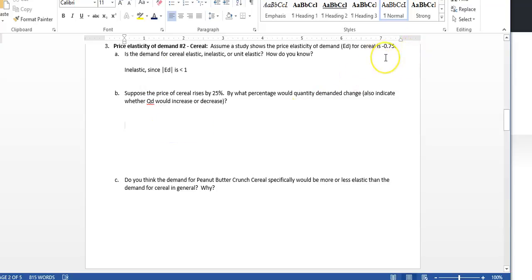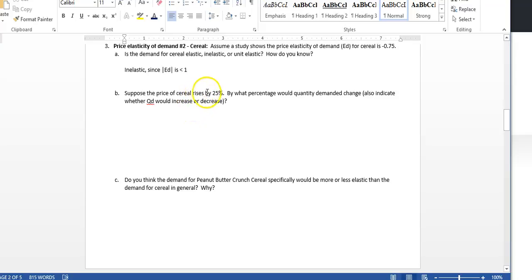If this were negative 0.2 or negative 0.3, those would still be inelastic. But negative 2, negative 3, negative 5, those are all absolute value bigger than 1. That would mean elastic. All right, now part B. This one's a little tough. Suppose price of cereal rises by 25%. By what percentage would quantity demanded change? Also indicate increase or decrease.